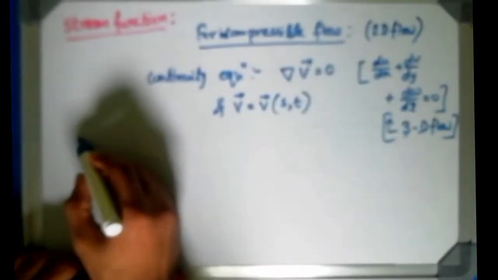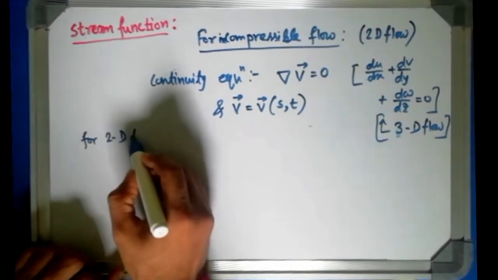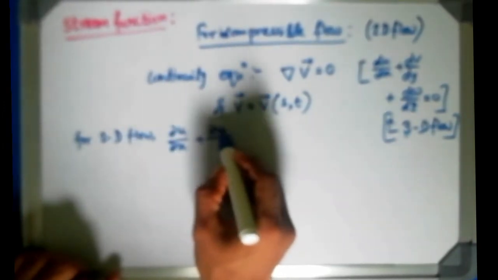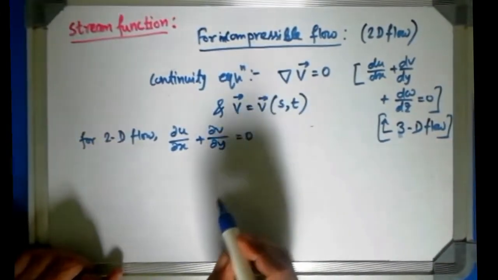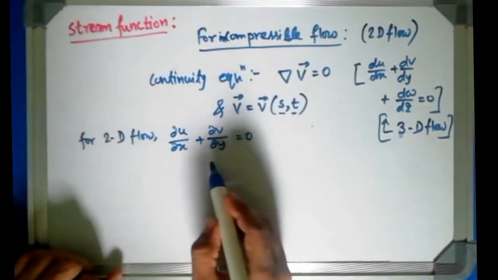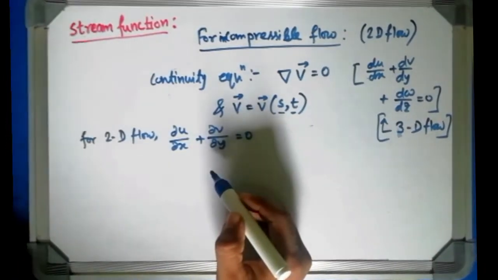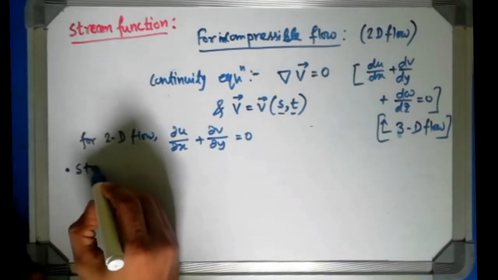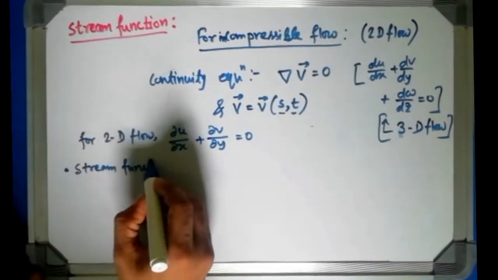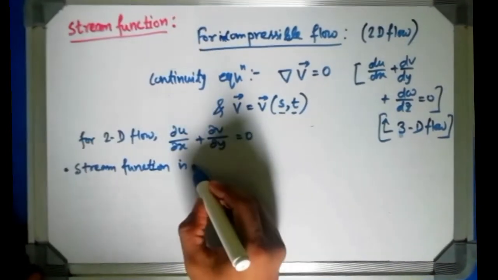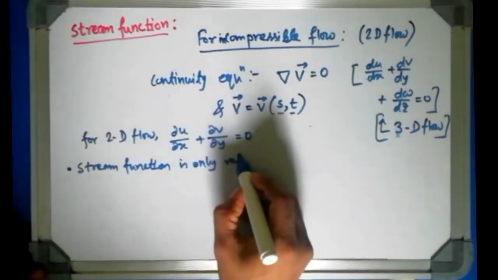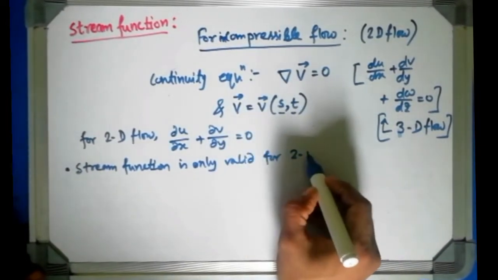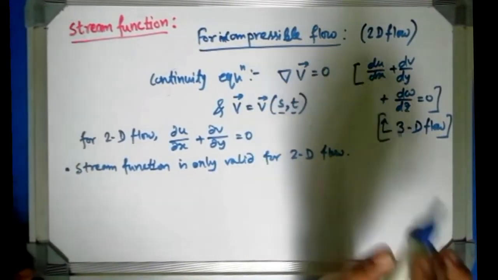Now for 2D flow, for two-dimensional flow, the equation will be like this in partial derivative form: del u del x plus del v del y is equal to 0. Because velocity is a function of two variables, it should be written in partial derivative form. First of all we should mention one thing: the stream function concept is only valid for 2D flow, two-dimensional flow. That should be clear at the first.